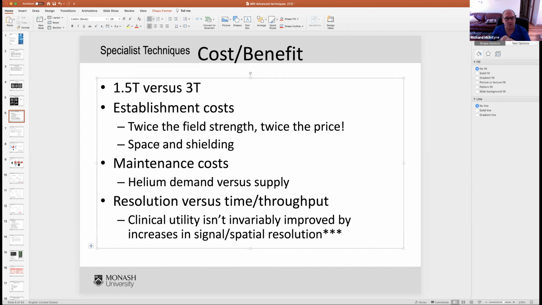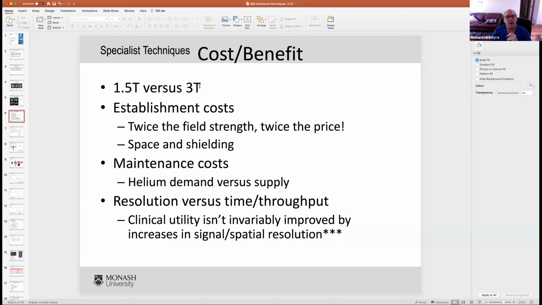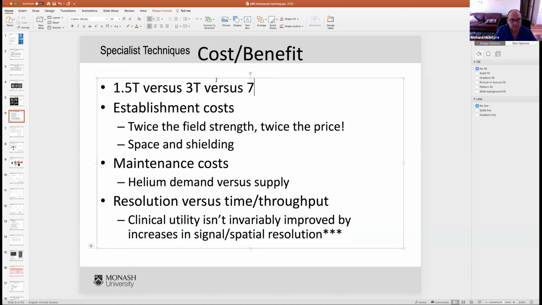Okay, we also have maintenance costs. There's more chance of things going wrong on a 3T than a 1.5T. And clinical utility isn't invariably improved by increases in signal and spatial resolution. What we mean by that is just because you have a 3T, it doesn't necessarily mean it's better. There are studies out there that show that a 1.5T is perfectly capable of acquiring images or getting a diagnosis that would be made using 3T images. Okay, so they're the main benefits, the main factors with high field strength machines.